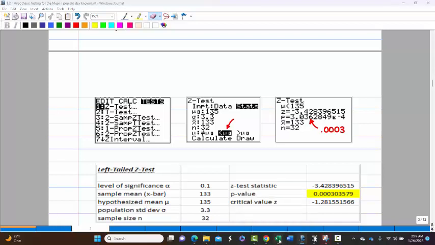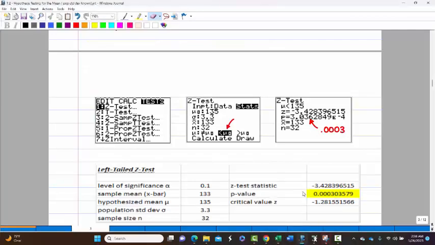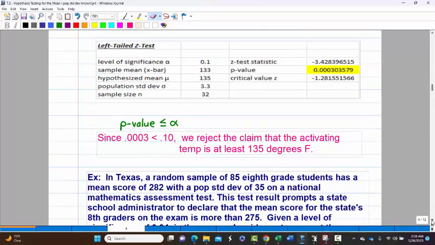Okay, so the level of significance just happens to be already correct in there at 0.1. I didn't have to change that. So here's the p-value right there, 0.0003. Now the p-value, 0.0003, is clearly smaller than 0.10, and therefore we reject the claim that the activating temperature is at least 135 degrees. So we're rejecting that H0.